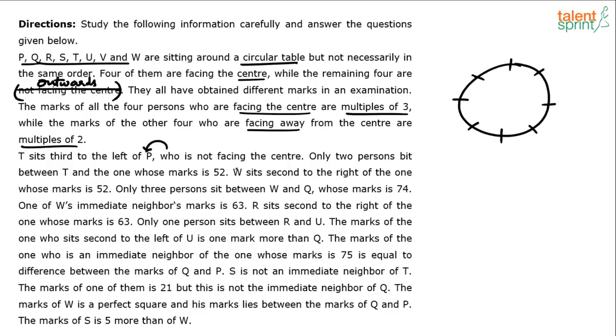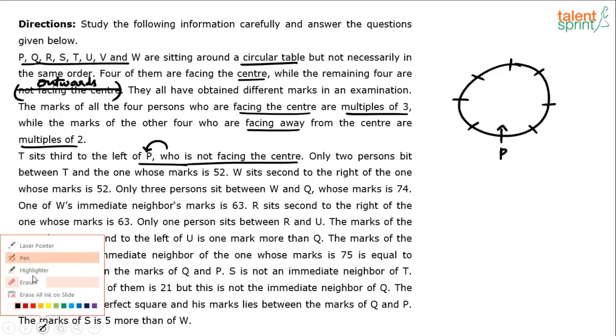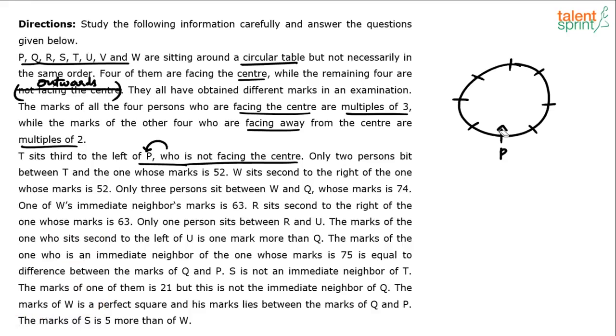Who here refers to whom? P. P is not facing the center. Let's assume P is here. Sorry, I'm sorry. He is not facing the center, so P is facing outwards. Let me clear this. P is not facing the center, so P is outwards. P is facing outwards. T sits third to the left of P, who is not facing the center. So P is facing outwards, and we have fixed P's position.